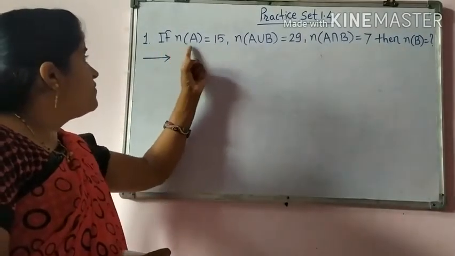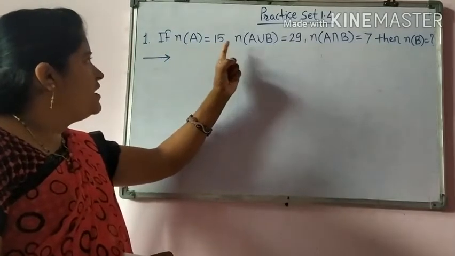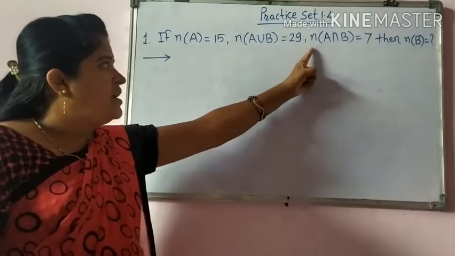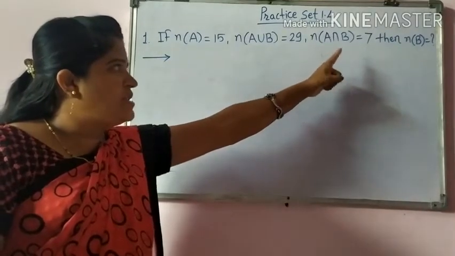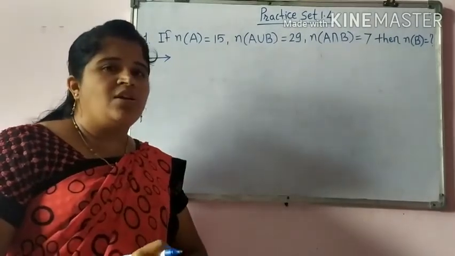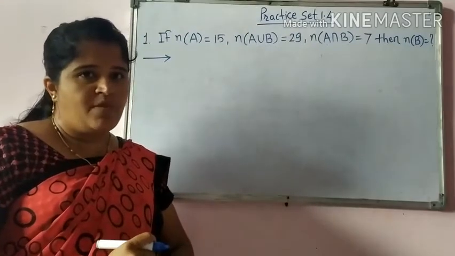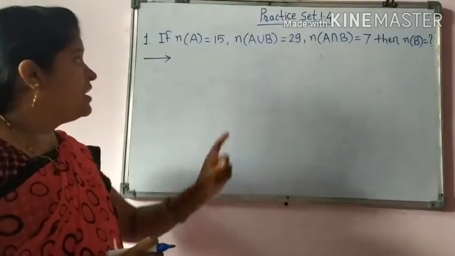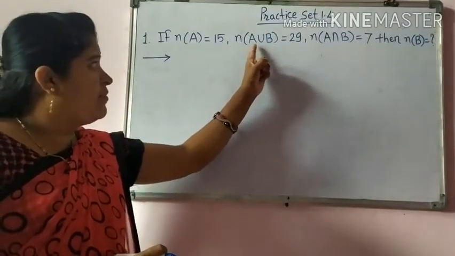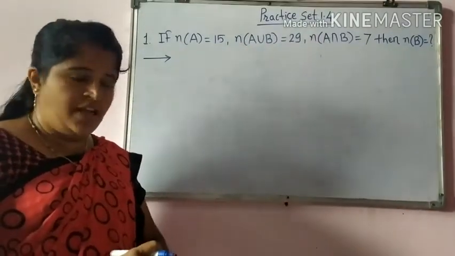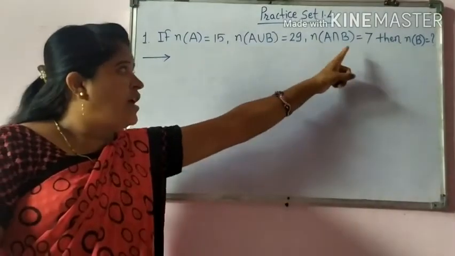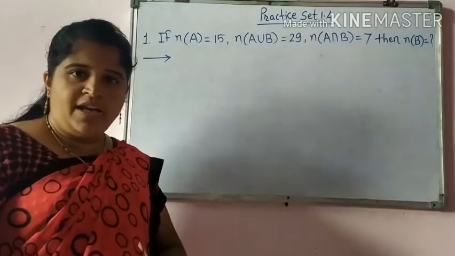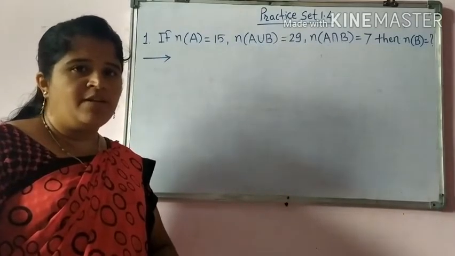If n of A is equal to 15, n of A union B is equal to 29, n of A intersection B is equal to 7, then n of B is equal to question mark. Here number of elements of set A are 15. Number of elements of set A union B is equal to 29. Number of elements of A intersection B is equal to 7. And we are going to find number of elements of set B.